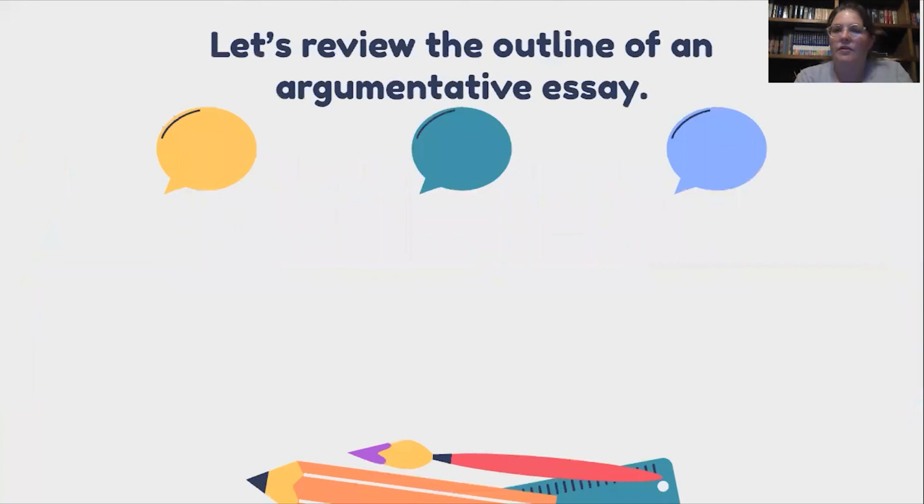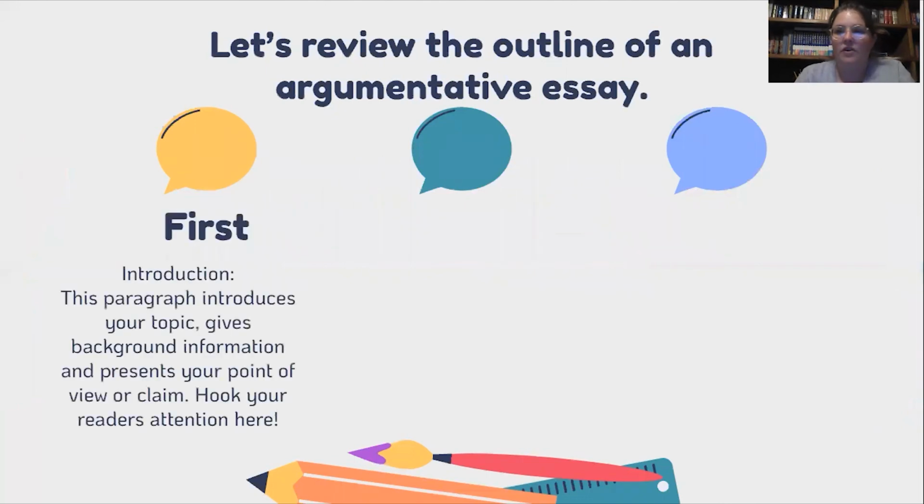Let's go ahead and review the outline we can use to write an argumentative essay. First, we write an introduction. This paragraph introduces your topic, gives background information, and presents your point of view or claim. You want to hook your readers here.